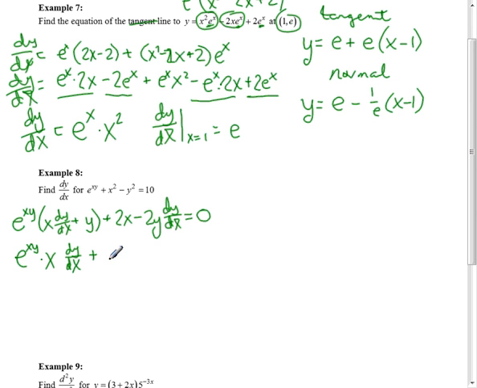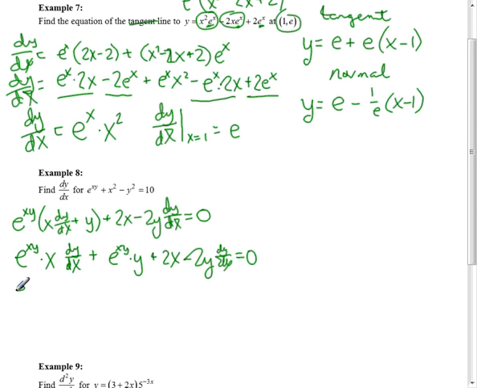Alright, plus e to the xy times y plus 2x minus 2y dy dx equals 0. Alright, move anything with dy dx to one side. Move everything else to the other side. If you do this differently than me, your signs might all be different, and there's nothing wrong with that.